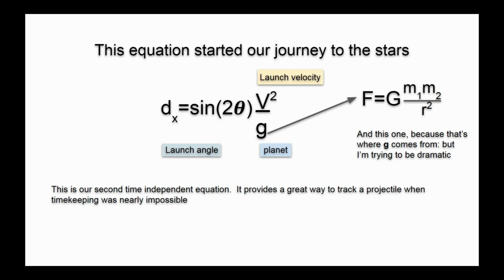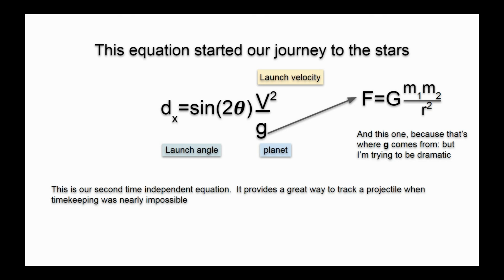But there are many rearrangements of formulas that are so handy they get written down. And I'm getting a little bit dramatic here, but this equation started our journey to the stars. I mean, you really need Newton's law, F equals G m1 m2 over r squared, because that's where the little g came from. But really, when people were trying to figure out, like, hey, throw a rock at him and kill him, eventually we would be using that skill to send probes to other planets.